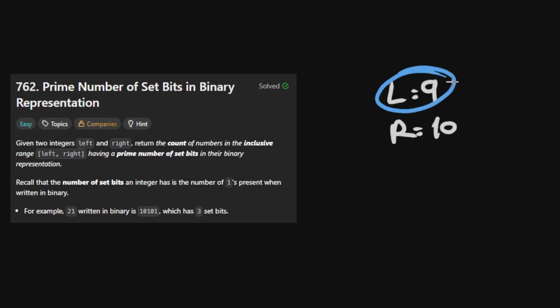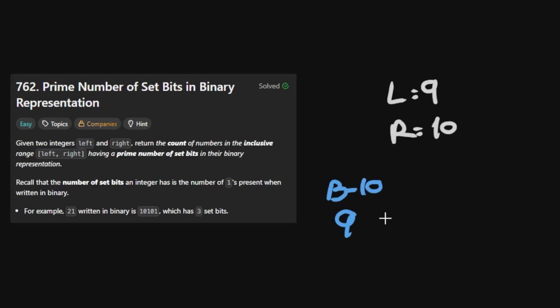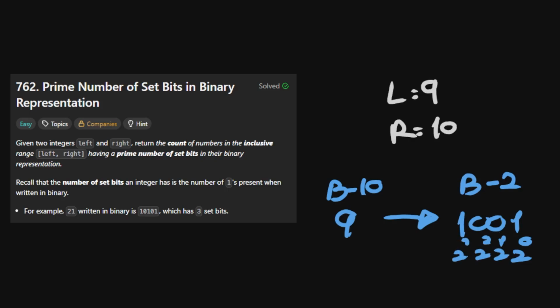So let's say that left is 9, right is 10, so we need to iterate every number in the range from 9 to 10. Here we only have two numbers. If we take 9, this is the base 10 representation of the number, and the base 2 representation, meaning the binary number, is 1001. Remember that this position corresponds to 2 to the power of 0, then we have 2 to the power of 1, then 2 to the power of 2, then 2 to the power of 3. 2 to the power of 3 is 8, plus 0 plus 0 plus 2 to the power of 0, meaning 1. This is 9, which corresponds to this 9 in base 10.